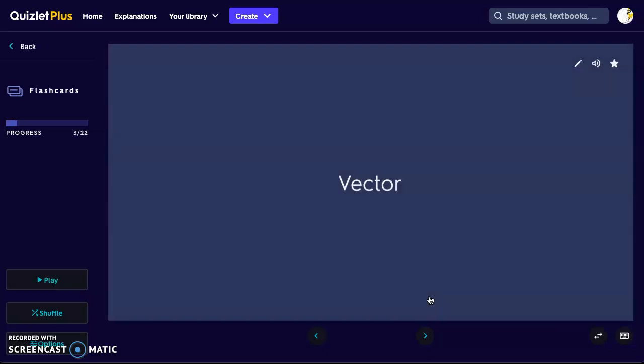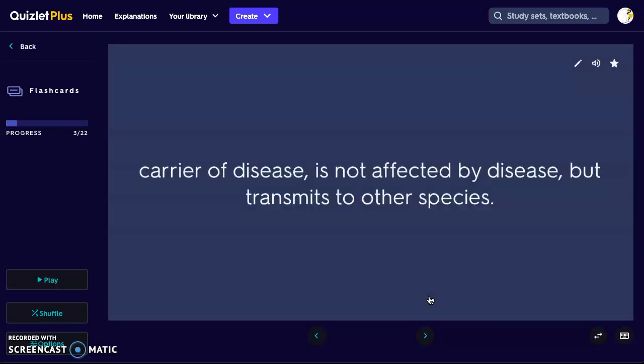Then I've got vector. Vector is definitely important to note. We can get far more advanced into parasitology. It's definitely an interesting career field. But we want to talk about a vector. Vectors are carriers of disease. They're not affected by the disease, but they're able to transmit it to other species. So an example would be a mosquito for malaria, right? So a mosquito would be a vector for that disease.